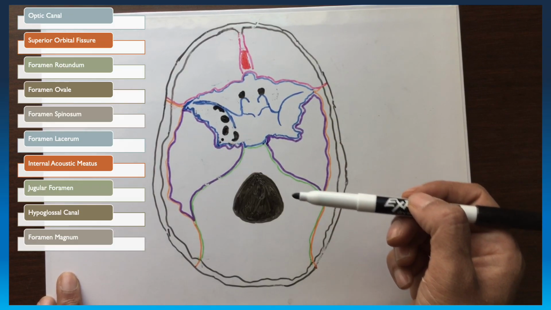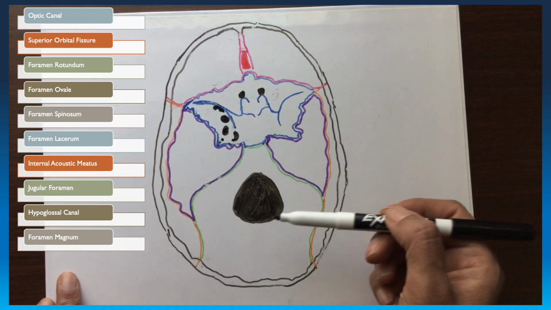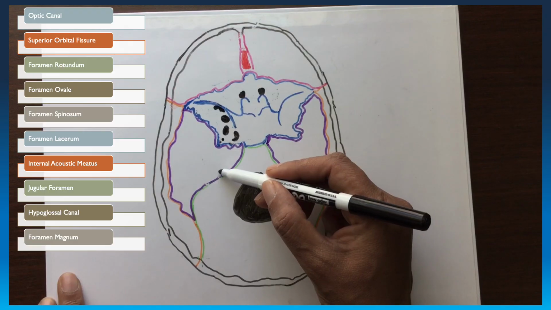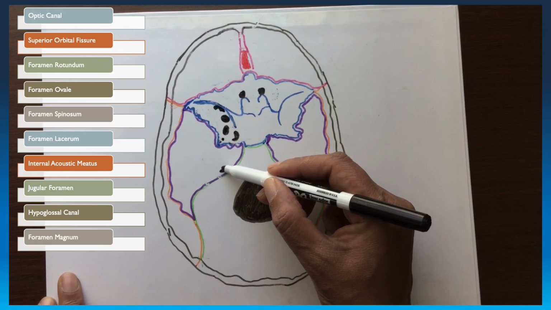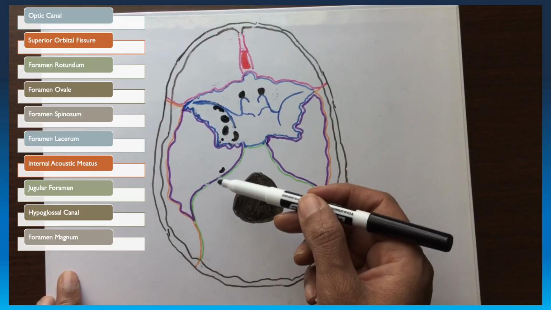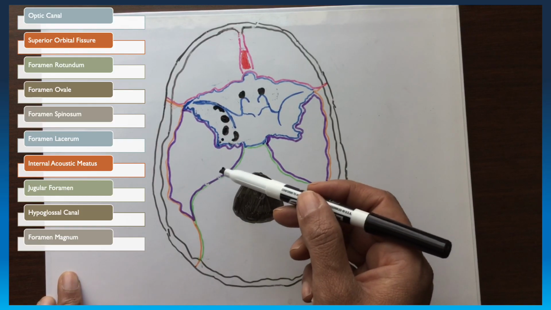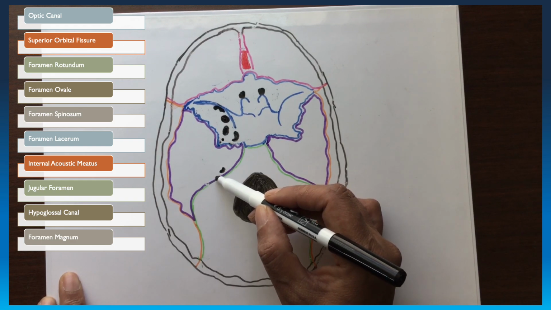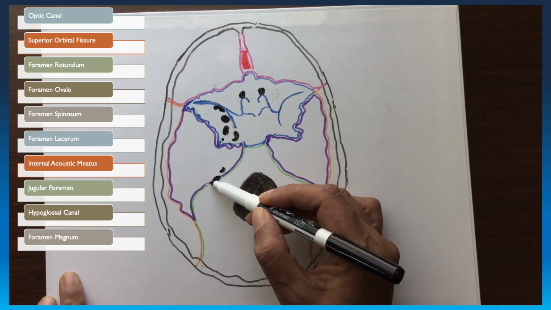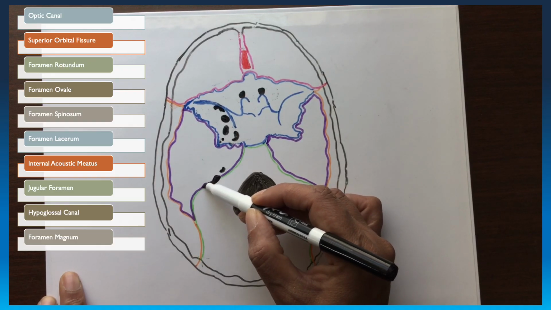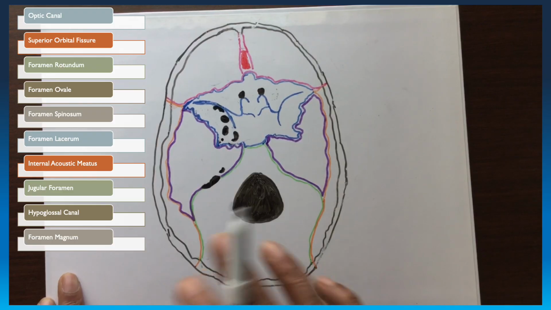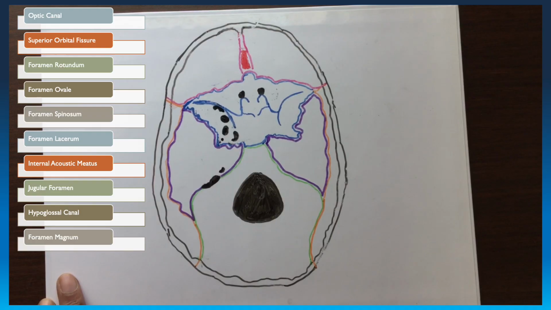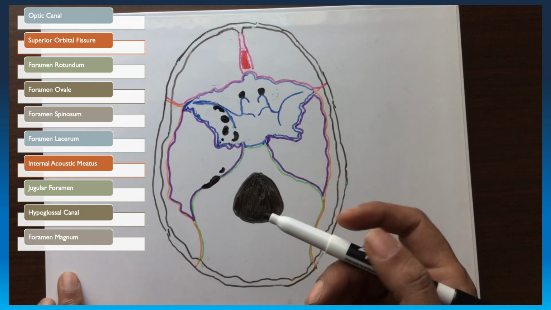Okay, then we've got the next one, which is going to be your internal acoustic meatus, and that's actually going to be right here. Oh, let me see if I could draw it. It's like a little kidney bean. And then right sort of under that, at the border here of the occipital and temporal, is the big one, right? This is your jugular foramen. Now, don't pay attention to the sizing, because it's a little technical to get the sizing accurate from this perspective, but essentially that's what that is, right?